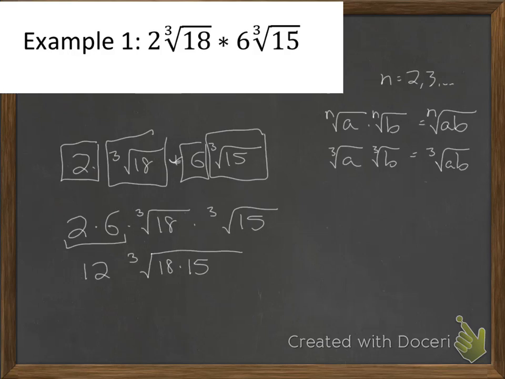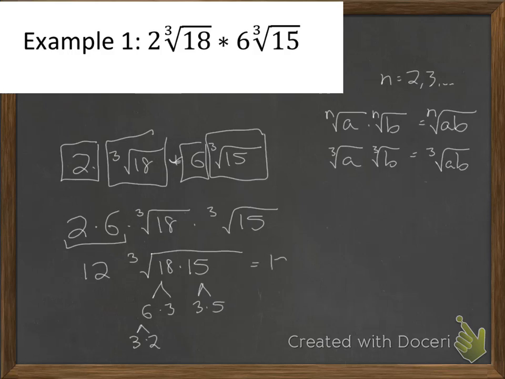However, I'm going to strongly suggest that you don't. And here's why. What we really want to do is find sets of three numbers under the radical that we can pull out. So instead of multiplying, we're actually going to divide. We're going to do prime factorization on both of these numbers. Okay? 15 is 3 times 5.